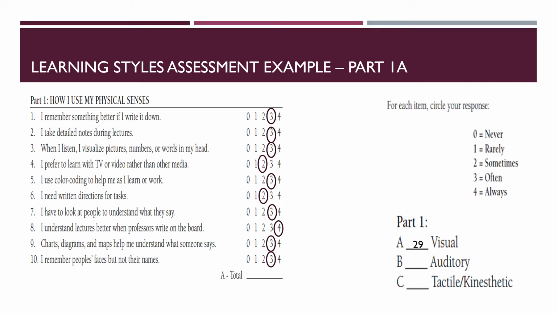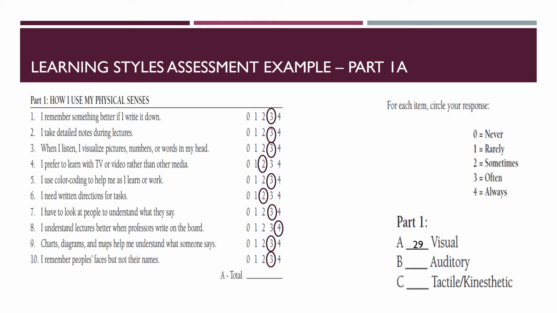So this is the first page, part 1A. And what you'll do is you'll circle your response for each item. So part 1A has 10 items. You'll circle 0 if this never applies to you, to your learning style, 1 if it rarely does, 2 if it sometimes applies to your learning style, 3 often is the case, 4 like this sentence fully describes you.